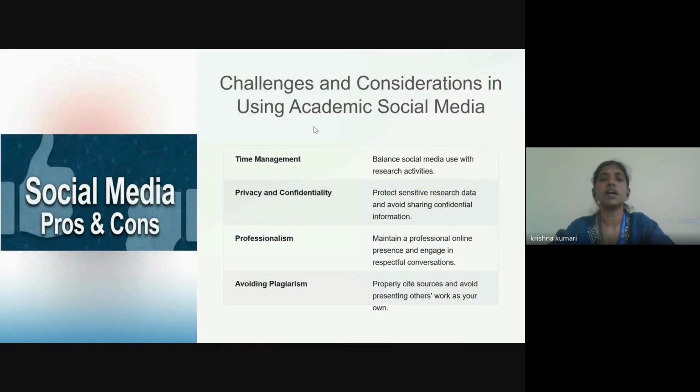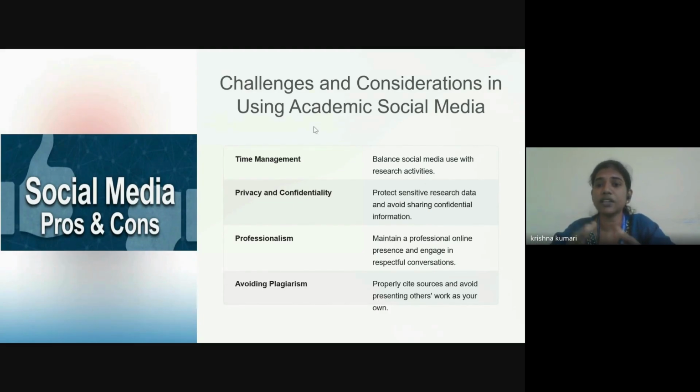So what are the pros and cons of social media? First, time management. We have to balance social media along with the research activities. We have to enhance our research activity much more, rather than just posting the same research activity on different social media. We have to keep enhancing our research work by getting comments, getting collaborations, and getting whatever knowledge we can from others. We have to keep enhancing our activities, and we have to post at the right time. So time management is very essential for using academic social media.